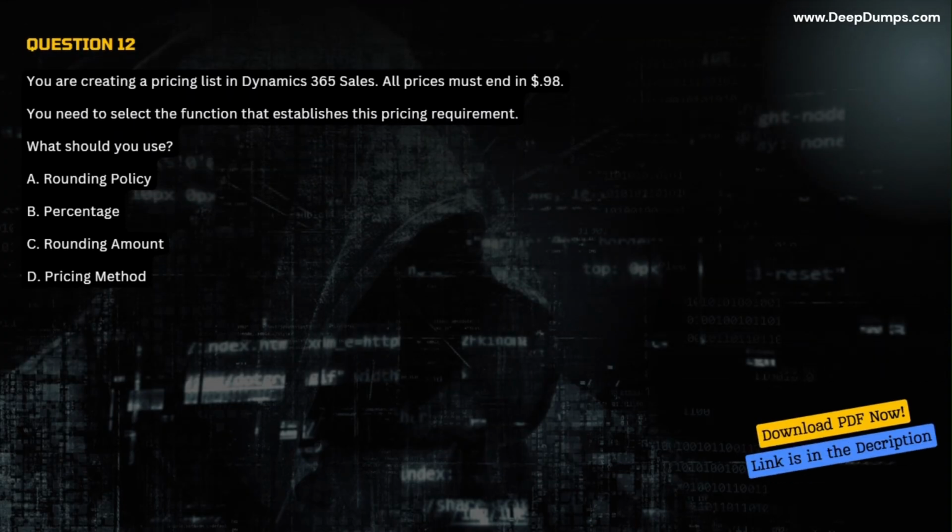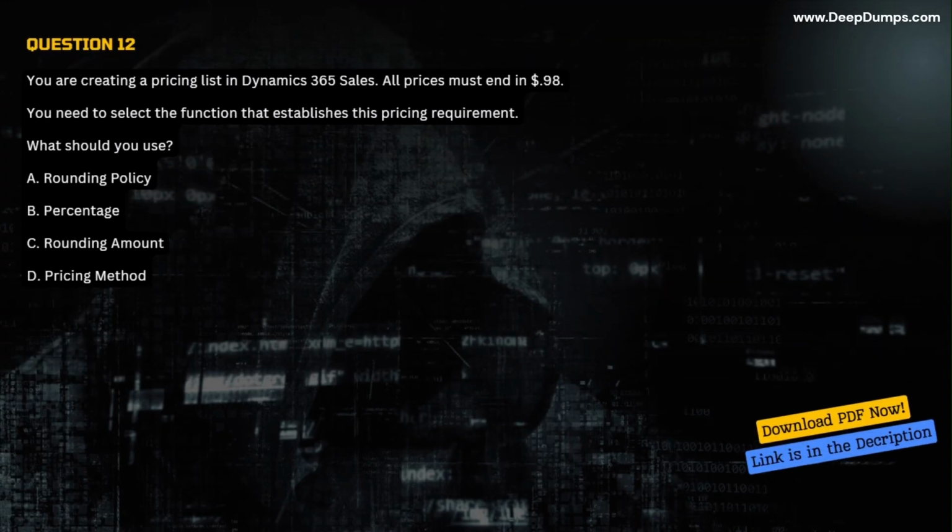Question 12. You are creating a pricing list in Dynamics 365 Sales. All prices must end in 98 cents. You need to select the function that establishes this pricing requirement. What should you use? A. Rounding policy. B. Percentage. C. Rounding amount. D. Pricing method.